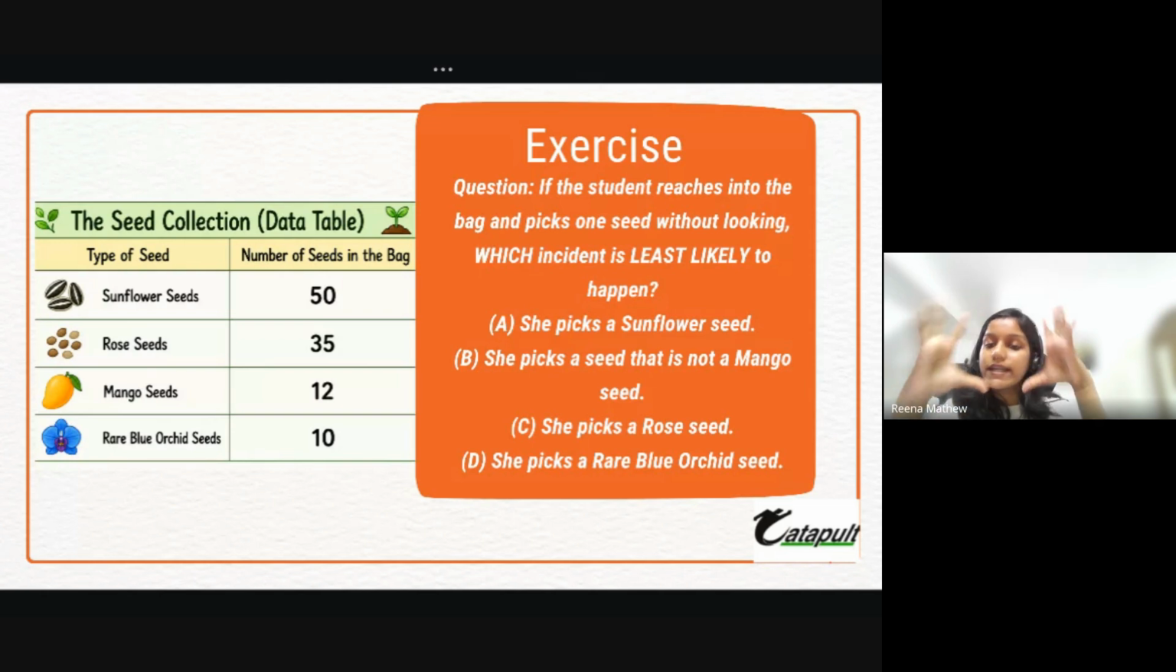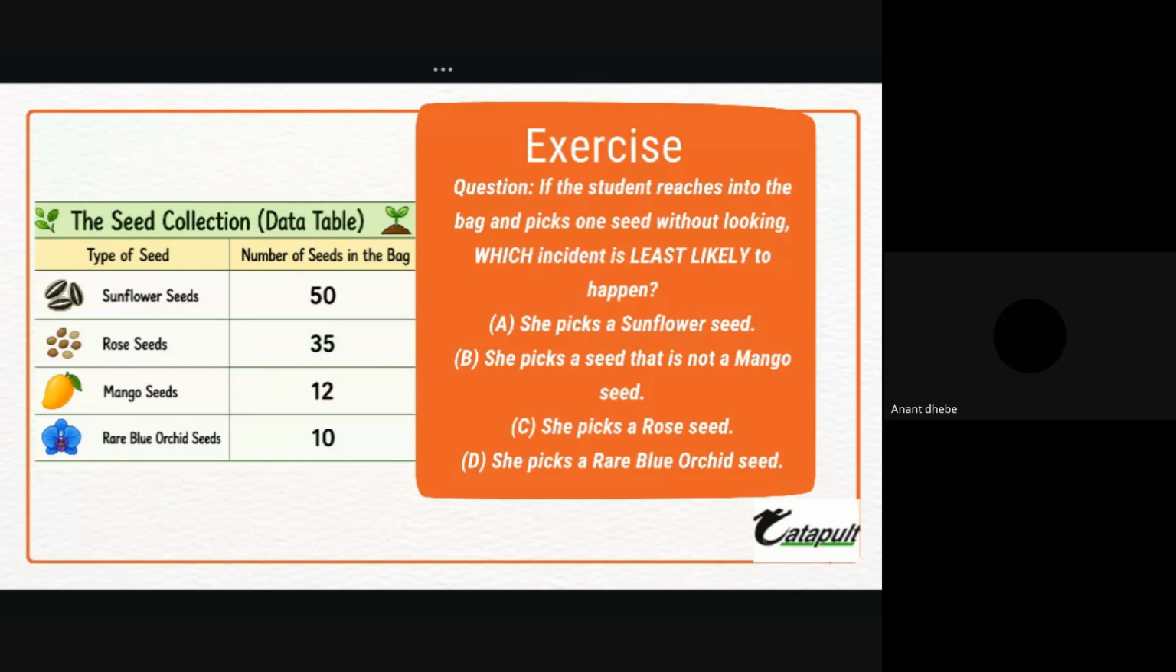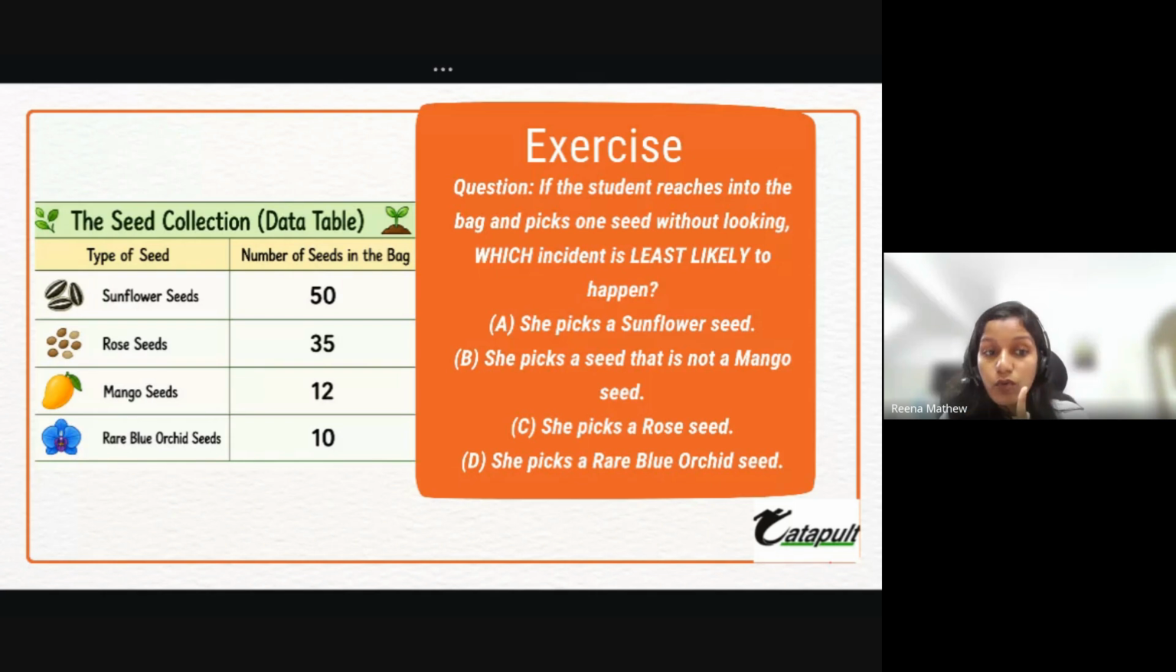So there is a bag. It has different seeds. It has 50 sunflower seeds, 35 rose seeds, 12 mango seeds, and 10 rare blue orchid seeds. The question is this: if a student reaches into the bag and picks a seed without looking, which incident is least likely to happen? So which is least likely to happen?